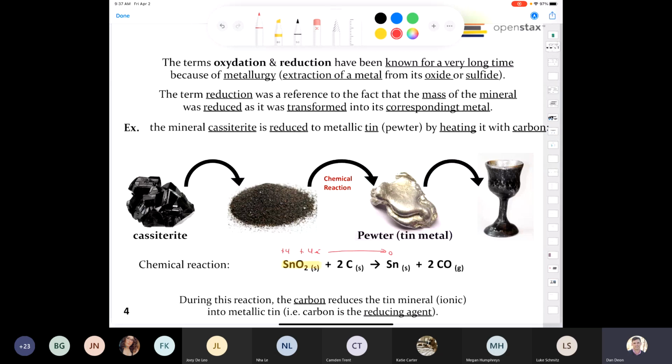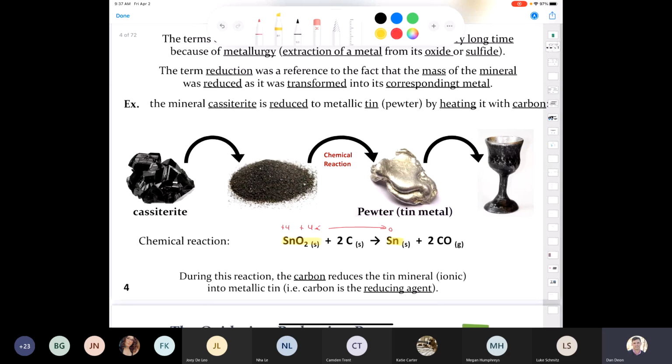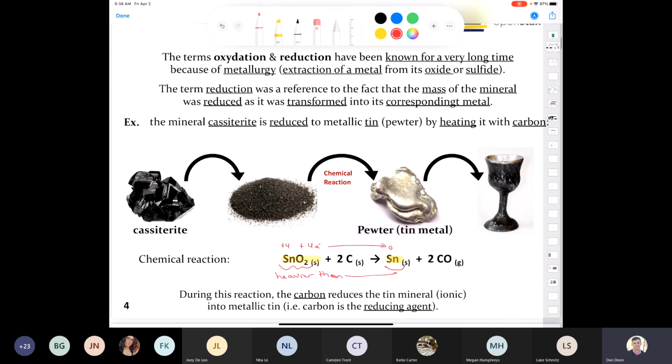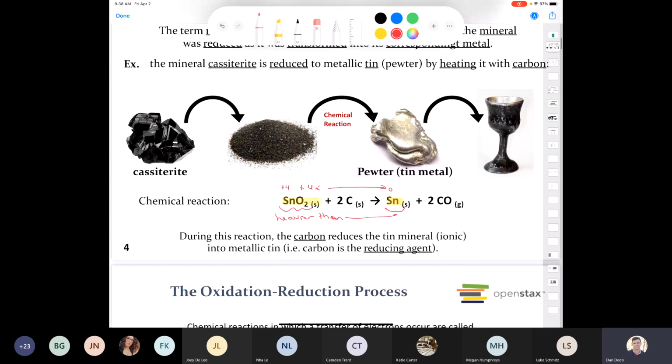But the idea is this: the mass of the mineral is going to be heavier than the amount of metal that comes out, right? So that's why we call it reduction. Nothing more than that. Okay, and you can go and look up the history of that, but if you just wanted to know where the word comes from, there you have it.